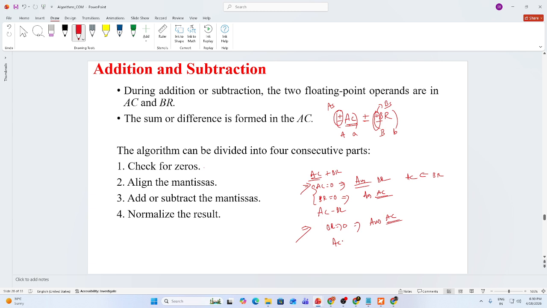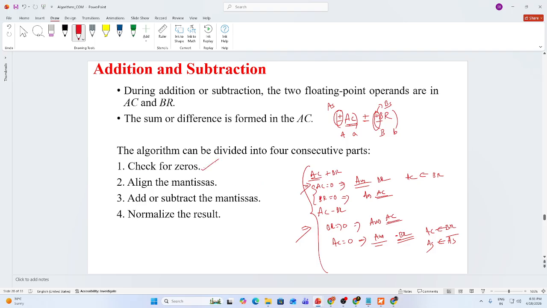But if AC equals 0, what is the answer? The answer is minus BR. How to get minus BR? First you transfer BR to AC, and also you complement the sign of AC to get the negative. That's it. So this is checking for zeros. Why do we do this step? If I give one input as 0, I can stop computing and just report the result, to save time.